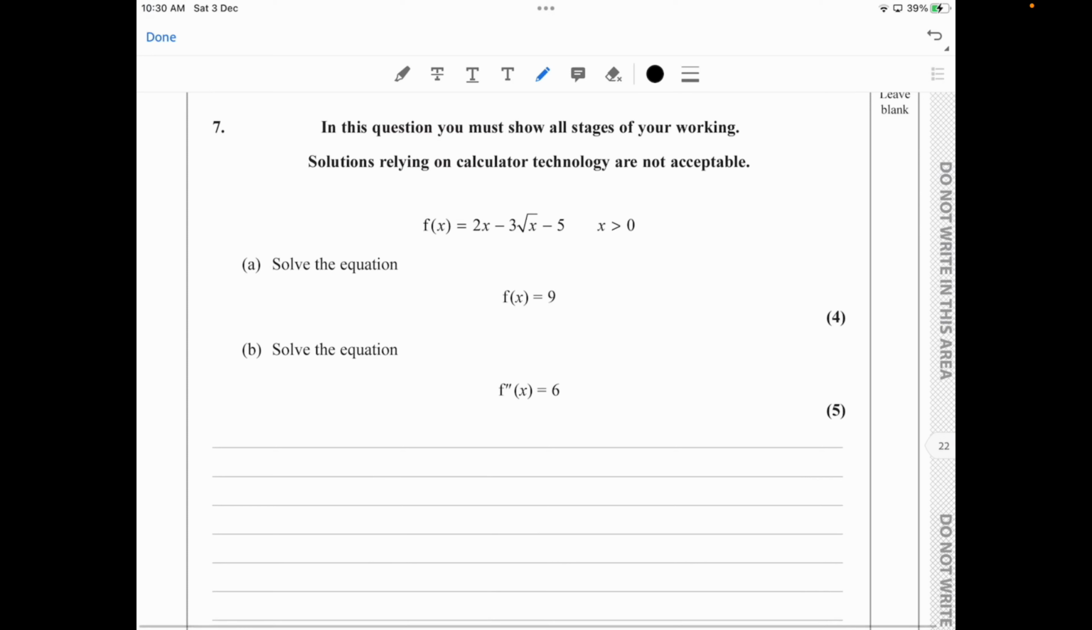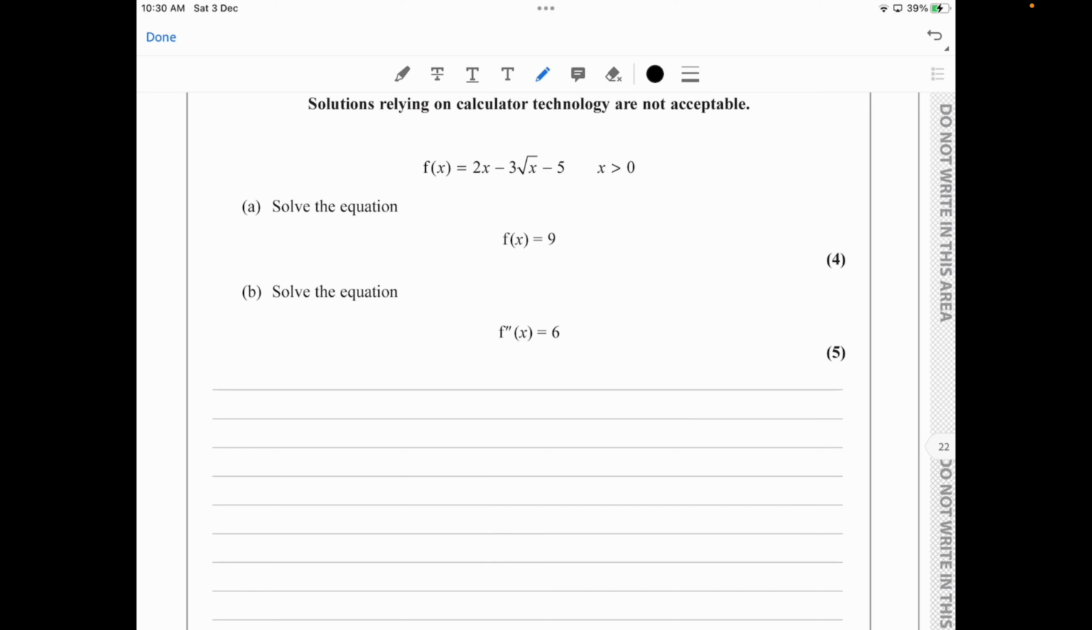Now the next question, question 7, is more of a differentiation question, so this should be easy for about 9 marks. You should score this. Solve the equation f of x equals 9. So all we need to do is write f of x equals 2x minus 3 root x minus 5, and equate it to 9.